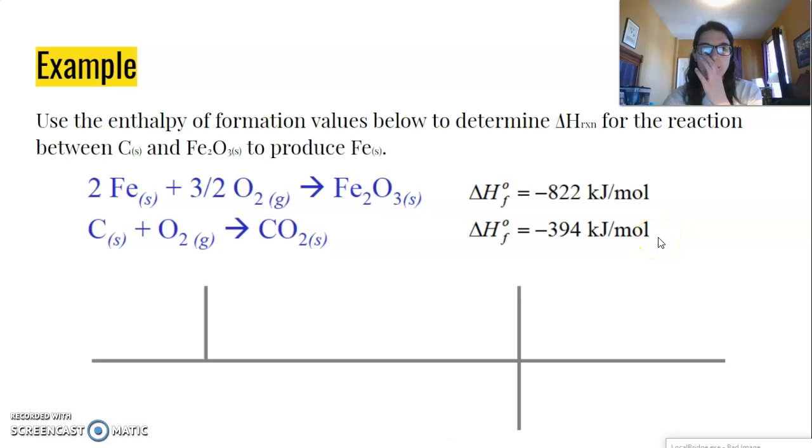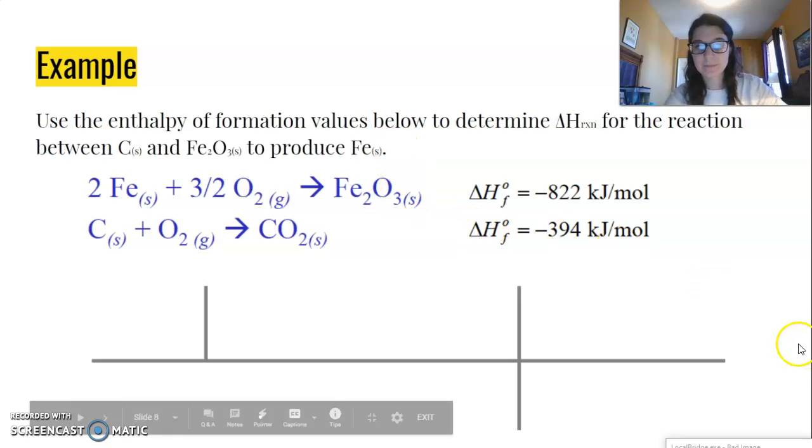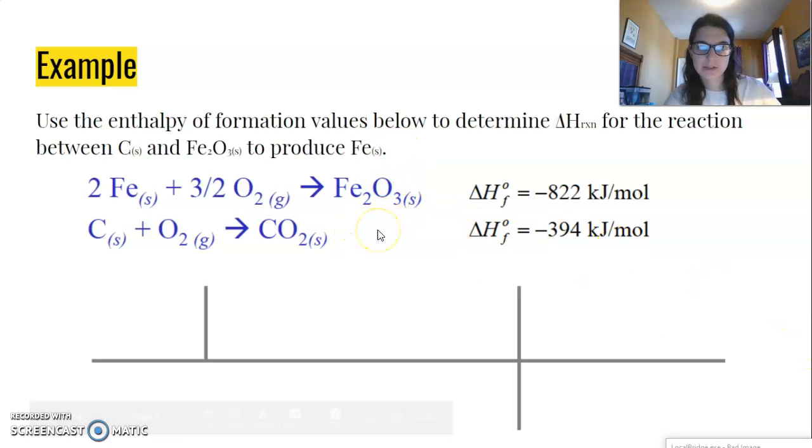Then you could also be given this kind of information. Use the enthalpy formation values to determine the heat delta H of the reaction for a reaction between carbon solid and Fe2O3, so iron 3 oxide, to produce iron solid. So I'm given these two equations, but I'm not given the overall equation.